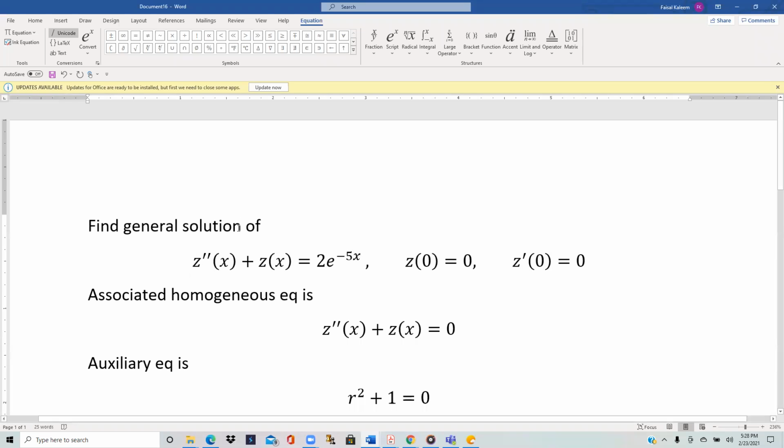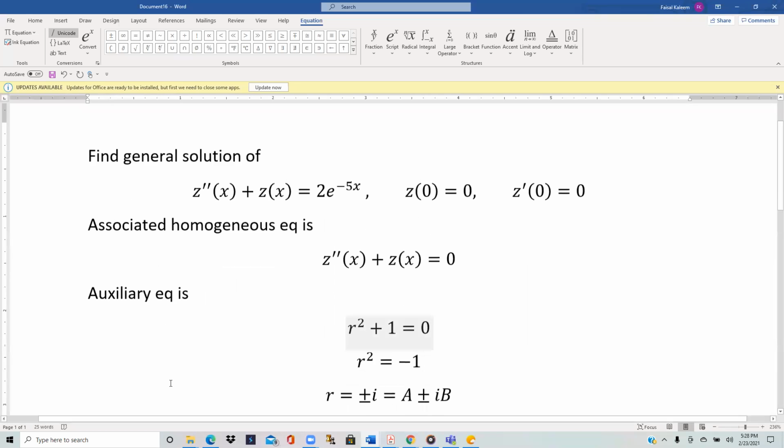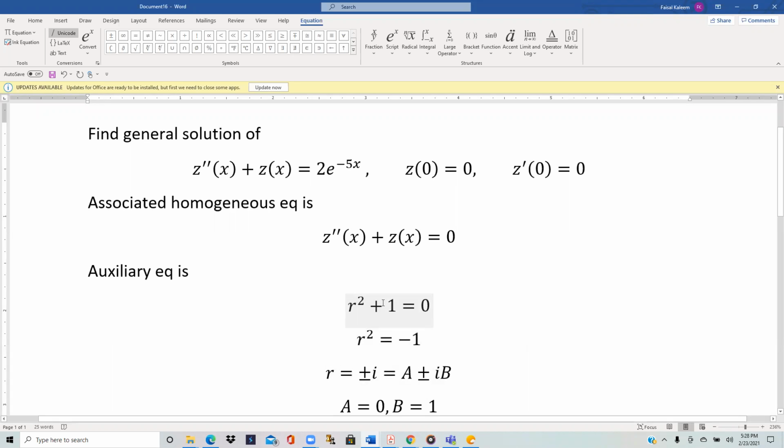Find the general solution of this initial value problem. So the homogeneous equation is z double prime plus z is equal to 0, and the auxiliary equation is r squared plus 1 is equal to 0. For the roots, you take the 1 to the other side, so r squared equals -1, and when you take the square root of -1, you get plus or minus i.